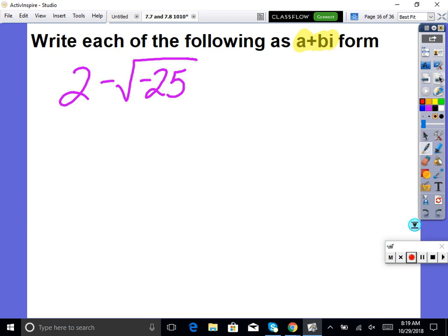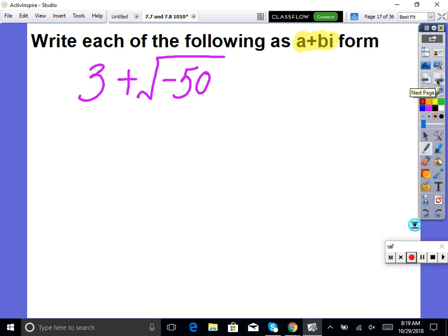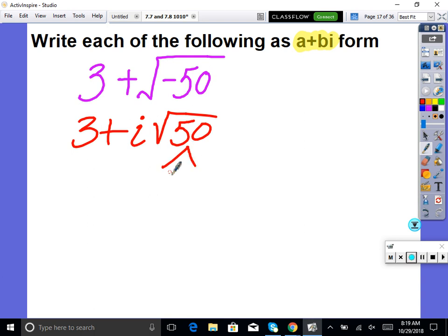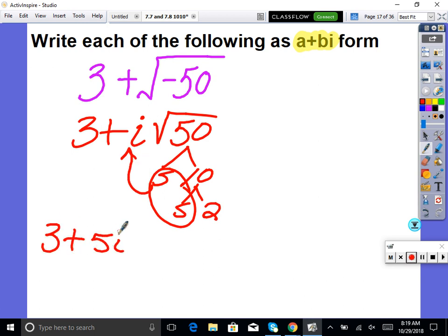Okay, so it says write each of the following as a plus bi. So what is this? 2 minus what? 5i. Isn't that a plus bi form, everyone? Pretty easy. Okay, let's look at another one. So this would be 3 plus i root 50. But now we have to check, does our radical actually simplify? So that would be 5 times 10, 5 times 2. So actually, shouldn't we pull out a 5 as well? So we'd have 3 plus 5i root 2. And that is a plus bi form.